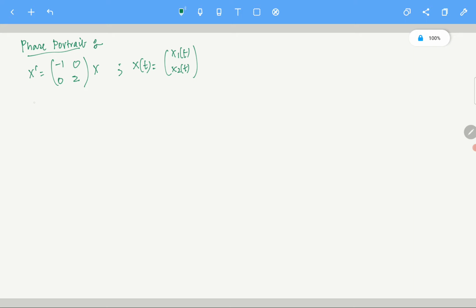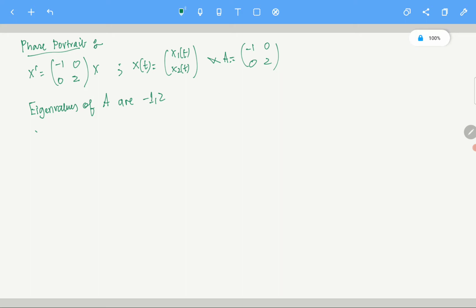So essentially what we need to do is, as we have seen in the last video also, first calculate the eigenvalues. This is a diagonal matrix, so I will call it A. A is minus 1 0 and 0 2, that's my definition. So the eigenvalues of A are minus 1 and 2. Here you do not need to do anything, because it is a diagonal matrix.